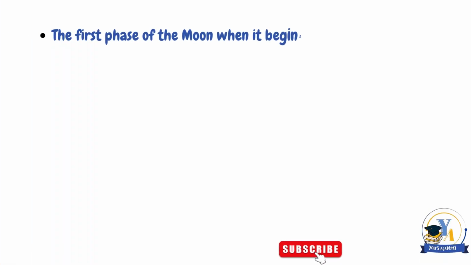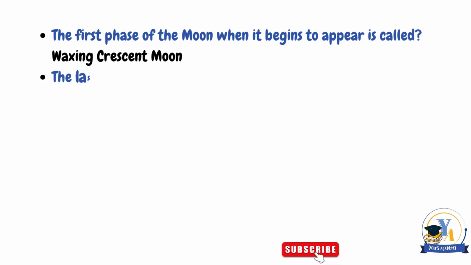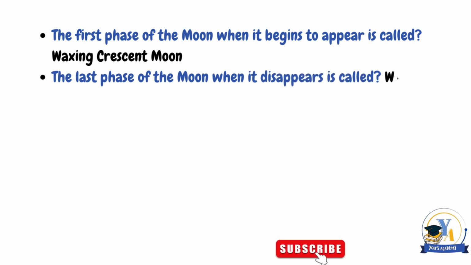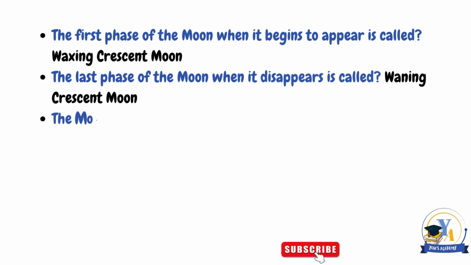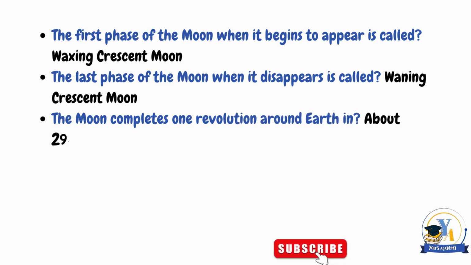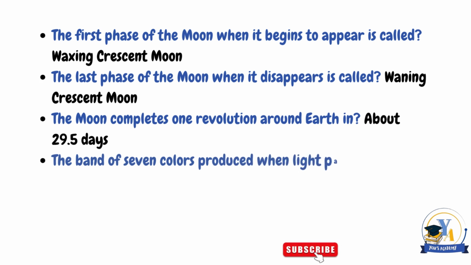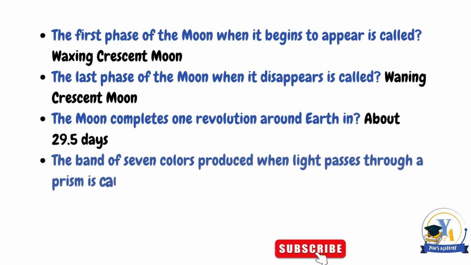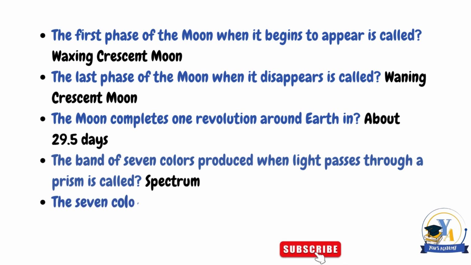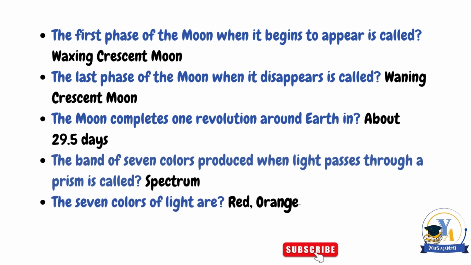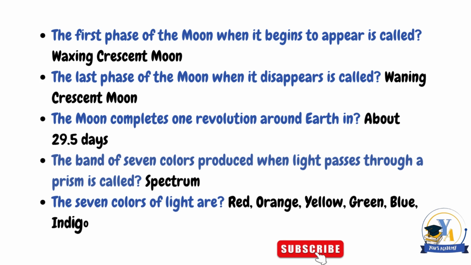The first phase of the moon when it begins to appear is called waxing crescent moon. The last phase of the moon when it disappears is called waning crescent moon. The moon completes one revolution around Earth in about 29.5 days. The band of 7 colors produced when light passes through a prism is called spectrum. The 7 colors of light are red, orange, yellow, green, blue, indigo, violet, ROYGBIV.